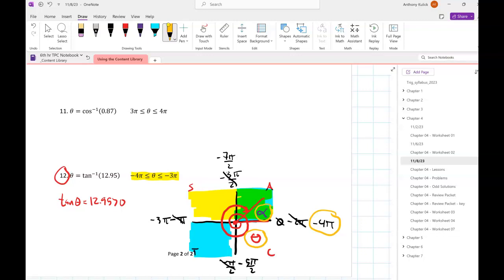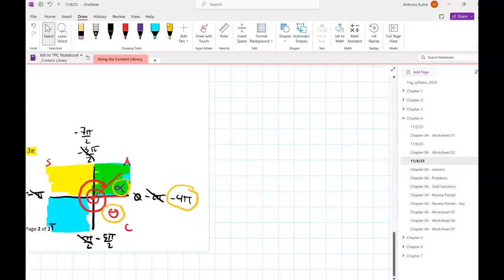Is everybody okay so far? So far so good? Okay. This is what makes the ones with negative angles a little bit harder.